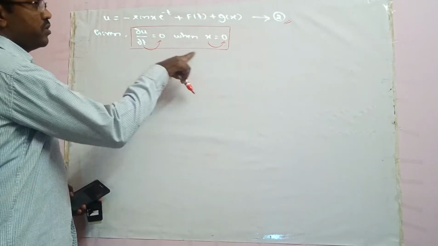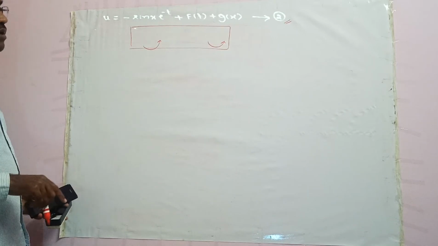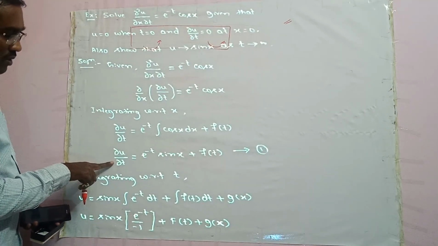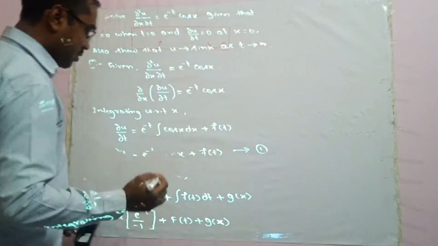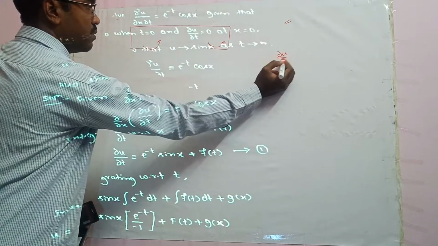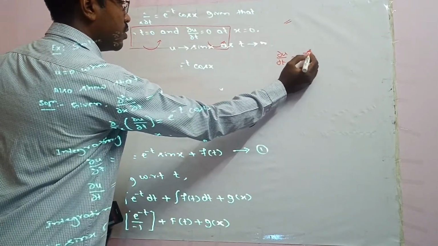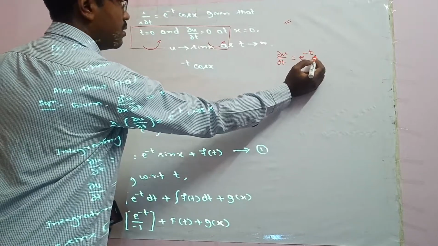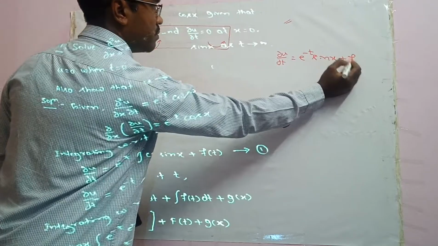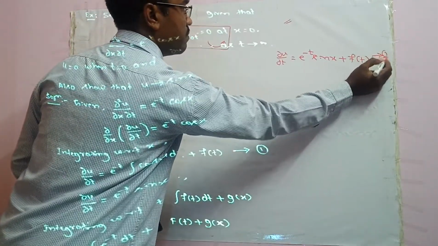Where are we going to use this condition? We are going to use this condition in equation number 1. Where is the equation number 1? See here, this is the equation number 1. So let me write that equation here. What is the equation? Dou u by dou t is equal to e to the power minus t sin x plus f of t. So this is our equation number 1.